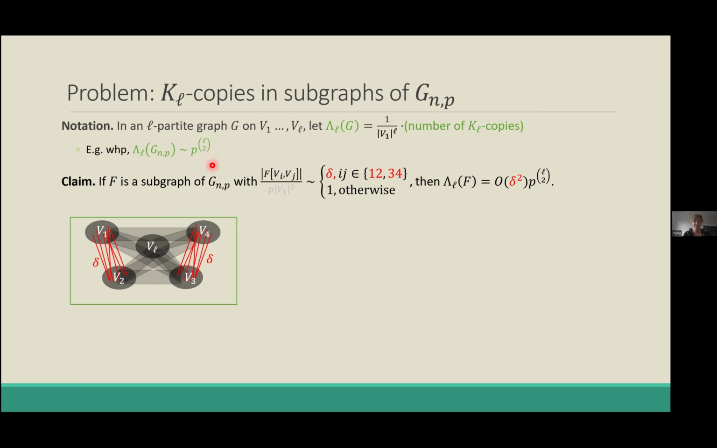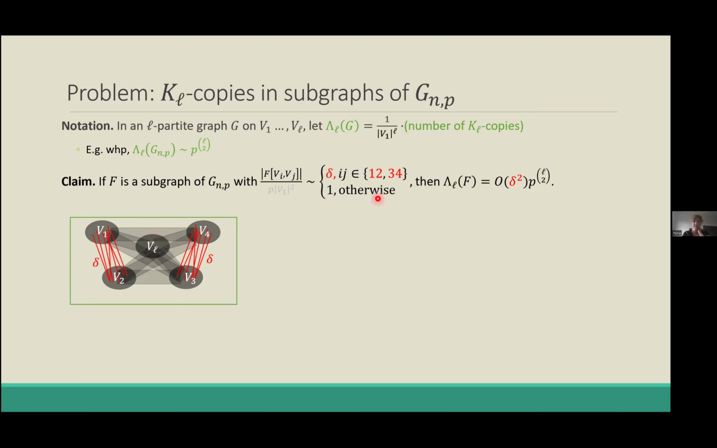And now the statement that we would like to show is that if F is a subgraph of G n,p with certain density restrictions, then we can bound the number of KL copies. And the density restrictions are what I mentioned before. So you have at most delta proportion of edges in F on the left, and at most delta proportion on the right. And in the remaining parts, you have no restriction.